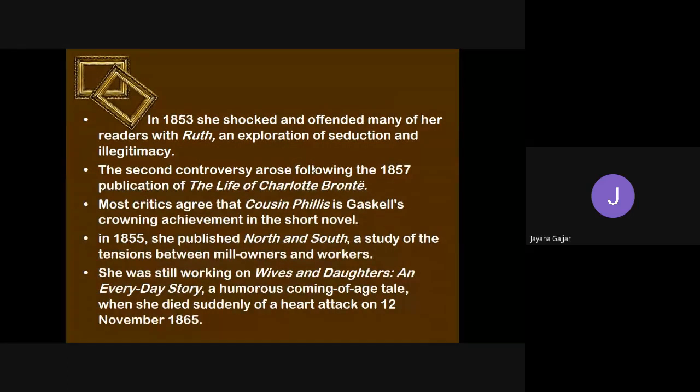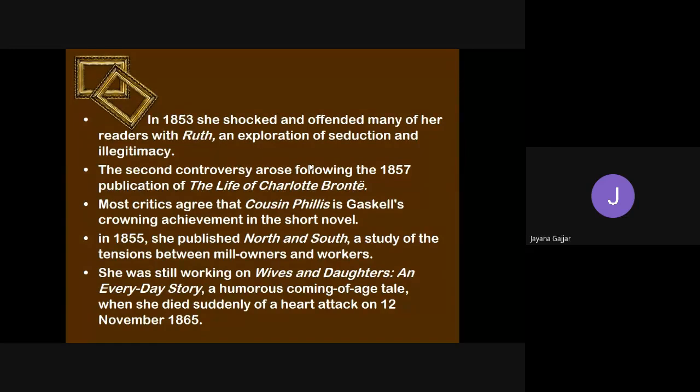Now, the publication of Ruth, again written by Gaskell, brought her the controversy that she never wanted. This Ruth was an exploration of seduction and illegitimacy. You can't say that was extremely modern or forward. No, those people were not ready to accept certain things, and this was one of them. So it was highly controversial.